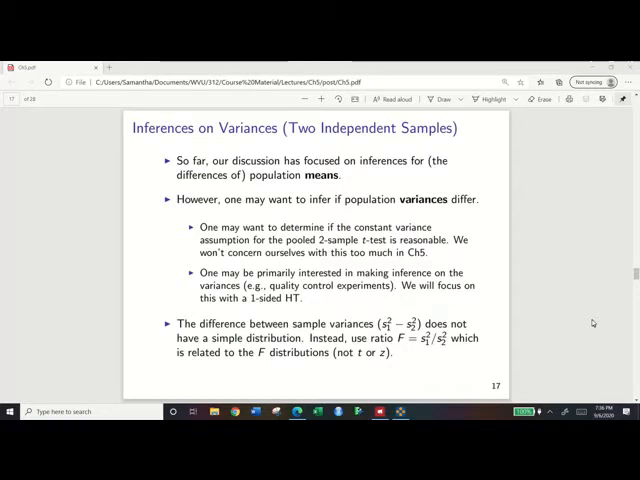Another thing we may be concerned about is that one may be primarily interested in making inferences on the variances, in situations such as quality control. And so in that situation, we really focus on the one-sided hypothesis test. What we mean by quality control experiments is, if you're thinking of an assembly line, ideally you want all of your parts coming off the assembly line to be about the same thing.